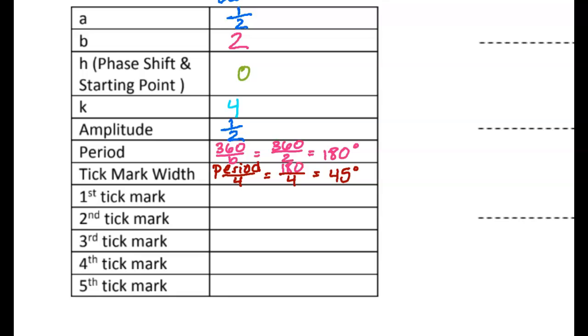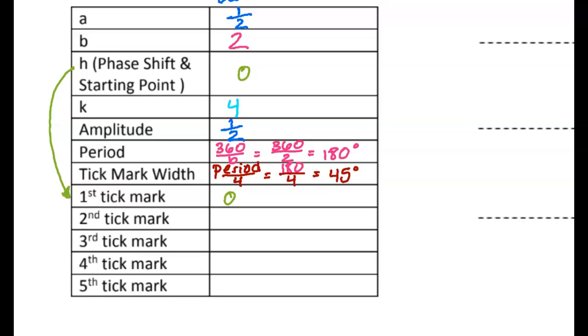Now I know that I've thrown a lot of info at you today, but does anyone remember where I said the first tick mark will always start? Why 0 in this case? Right. You always start on your H value as your first tick mark. So here, because we don't have an H, the H is 0, our first tick mark will start at 0.